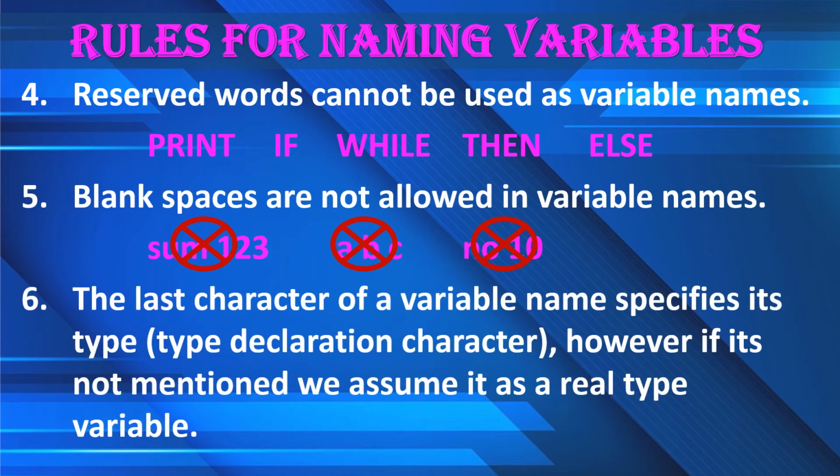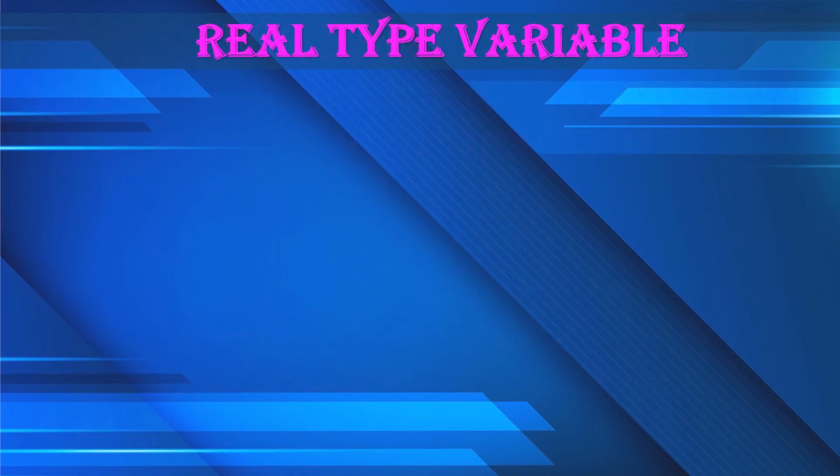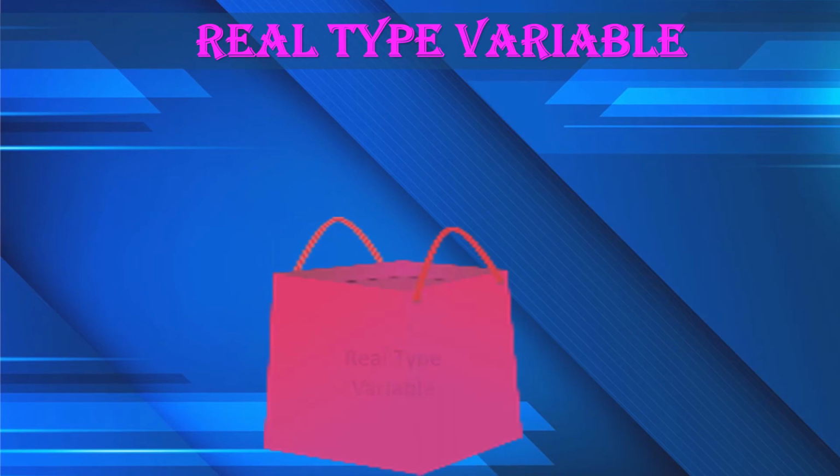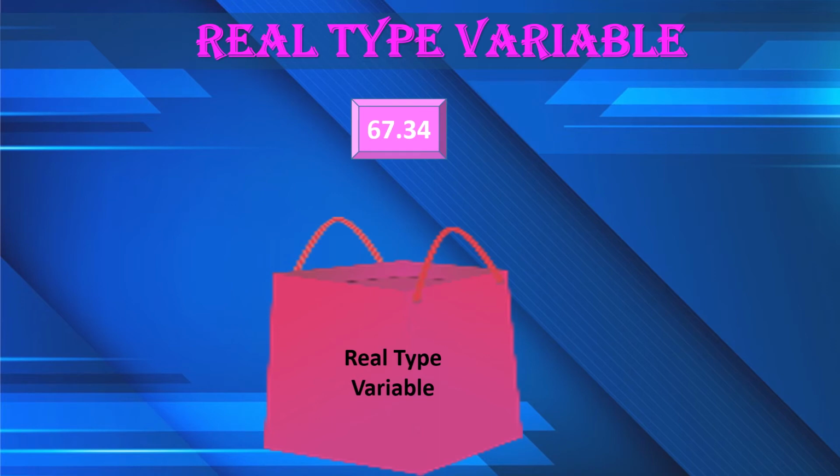Number 6. The last character of a variable name specifies its type. Type declaration character. However, if it is not mentioned, we assume that it's a real type variable. What is a real type variable? Let's discuss it. The real type variable is the one which can store integers or fractional numbers or a number having both integral and fractional part.